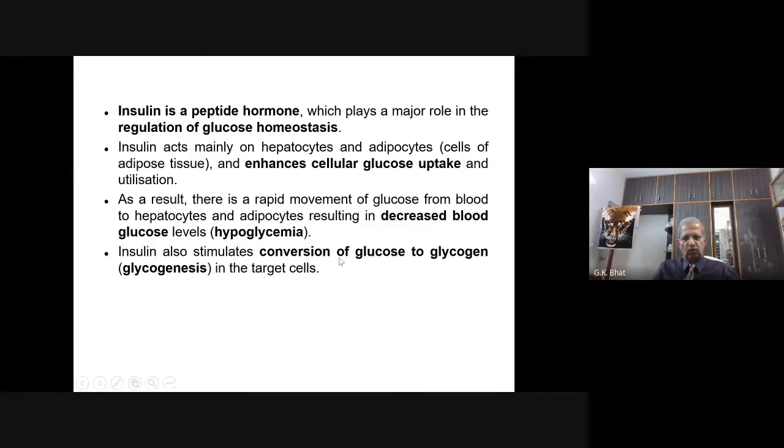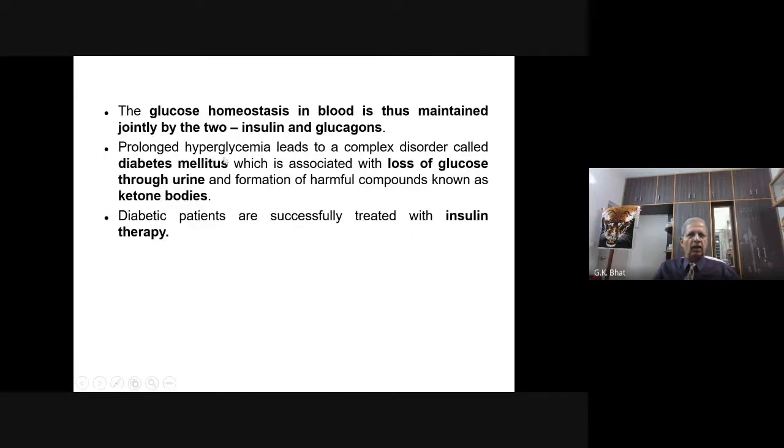Insulin also stimulates conversion of glucose into glycogen, that is, glycogenesis in the target cell. You must know that conversion of glucose into glycogen is known as glycogenesis. Genesis means formation. The breaking down of glycogen to give glucose is known as glycogenolysis. The glucose homeostasis in blood is thus maintained jointly by the two hormones, insulin and glucagon.